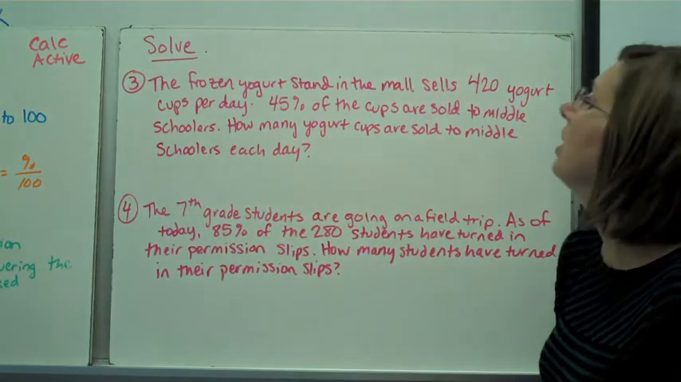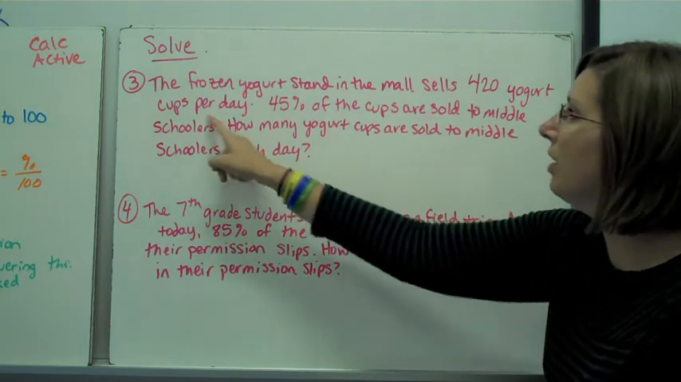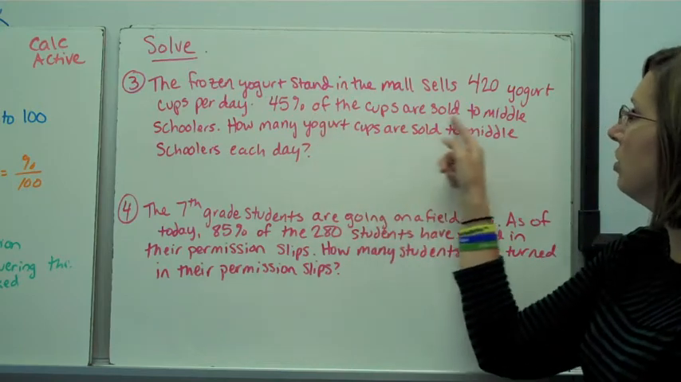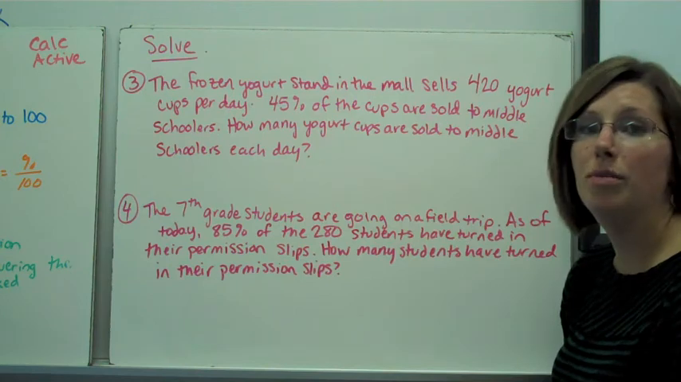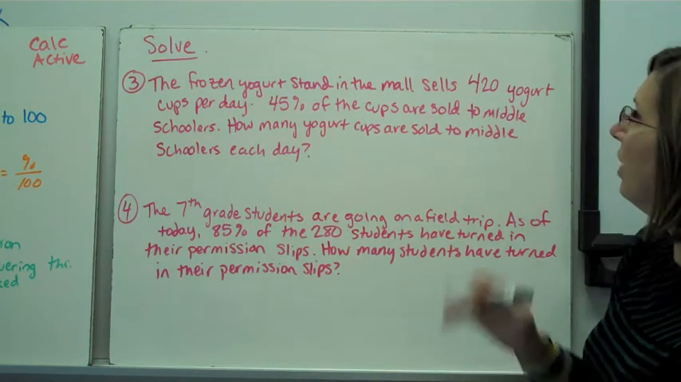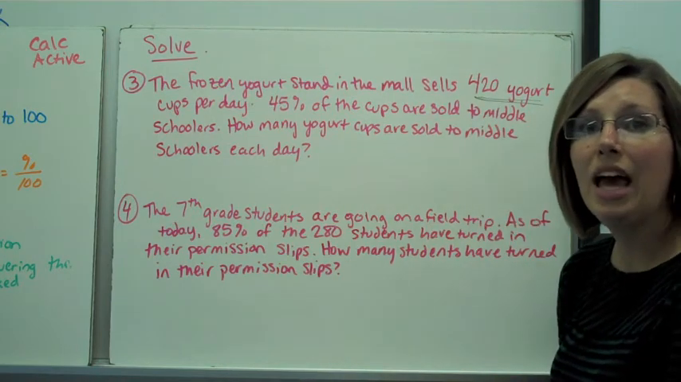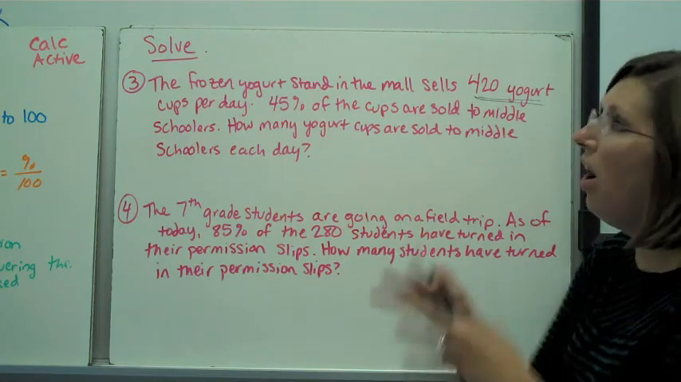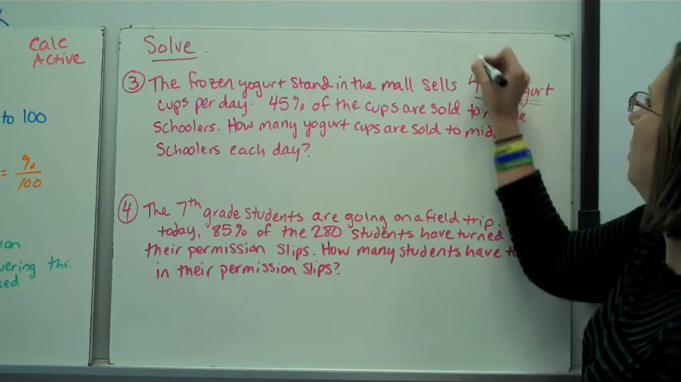Number 3. The frozen yogurt stand in the mall sells 420 yogurt cups per day. 75% of the cups are sold to middle schoolers. How many yogurt cups are sold to the middle schoolers each day? So we've got the 420 yogurt cups every day. That seems like it's the total because it's all they sell in one day. So that's the whole.